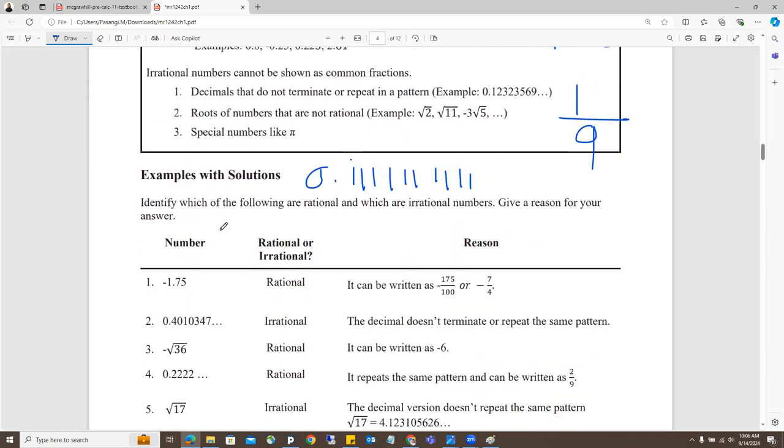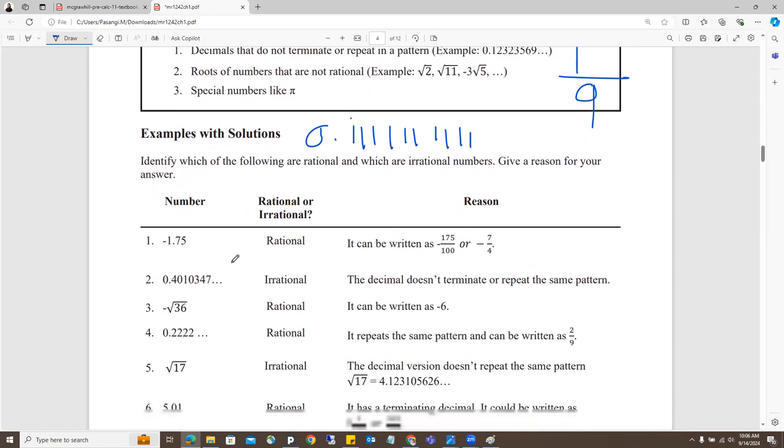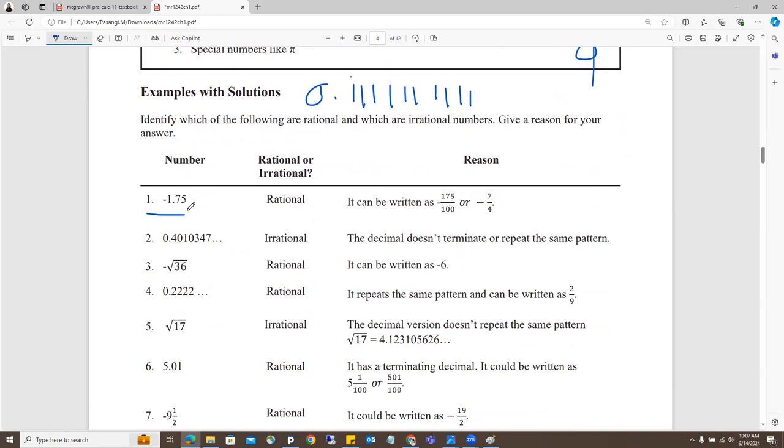Check these examples. Identify which of the following are rational and which are irrational numbers, and give a reason for your answer. The first one is negative 1.75. Is it rational or irrational? It should be rational, because it can be written as a fraction and the denominator is not equal to zero.